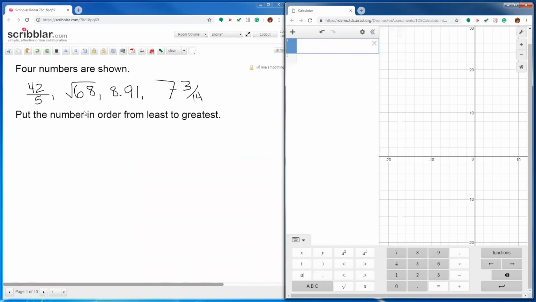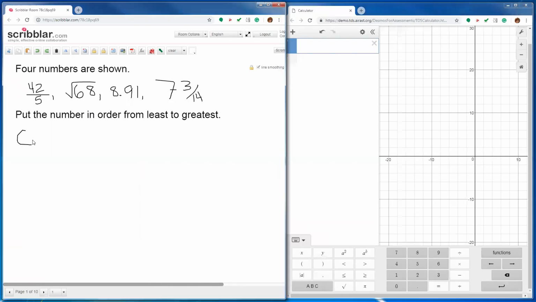Okay, so when you want to do this, it's best to use the calculator. As they're written, I have no clue either. I have no idea what's least, what's greatest as they're written. But if we can change them all to decimals, that makes it a lot easier.